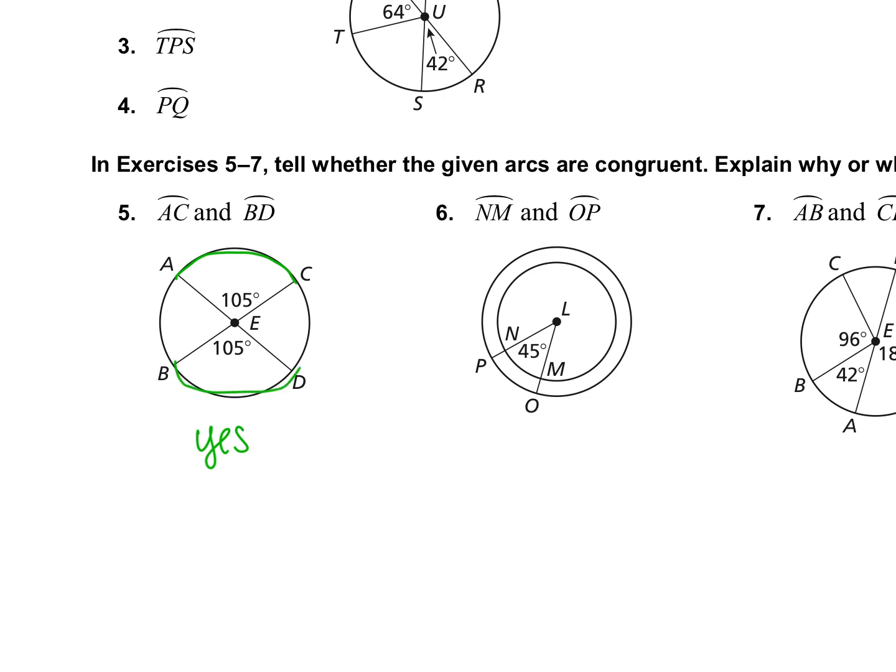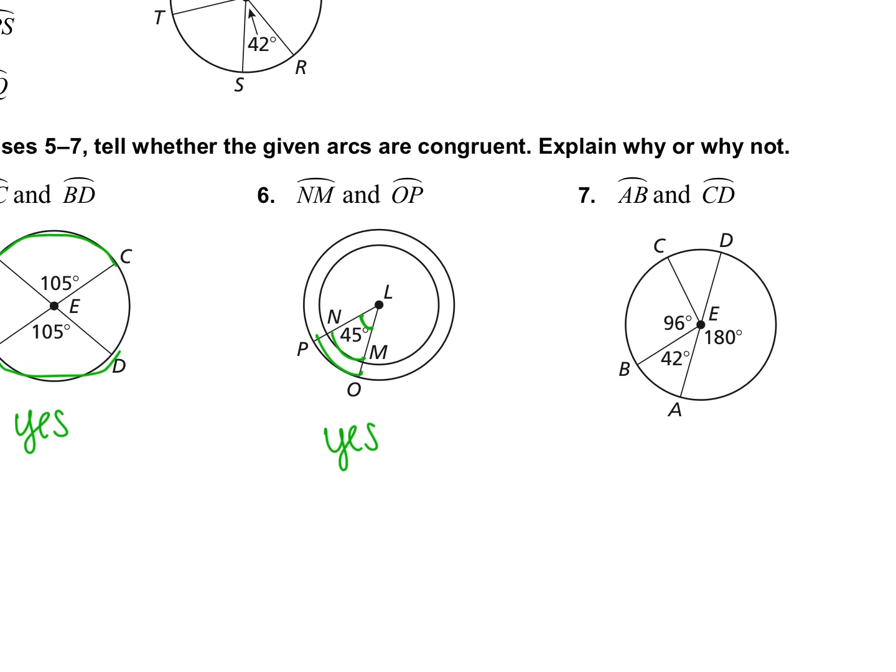Looking at number 6, yes or no? No. Why? They're not equal measures. OP and MO. Why are we saying no, they're not congruent? They are. I would say they are congruent. I would say yes, because if my central angle is 45, then my arcs are also going to be 45. Doesn't matter how big or small the circle is.